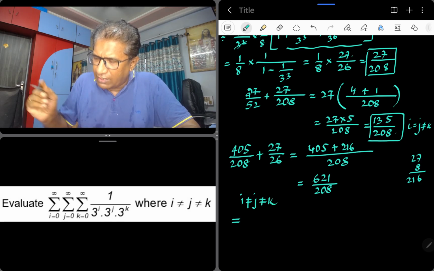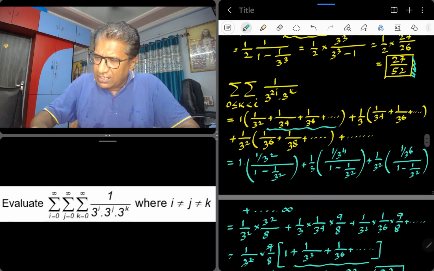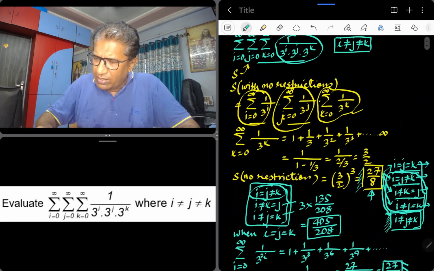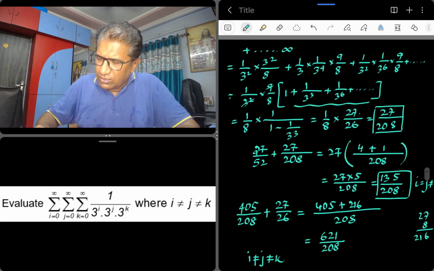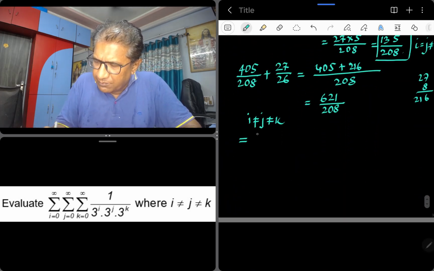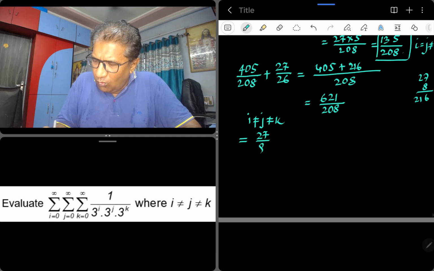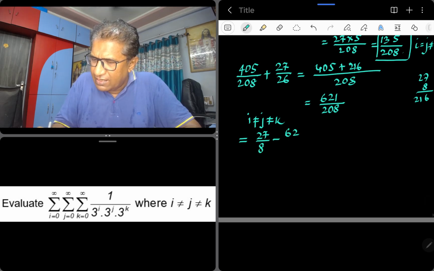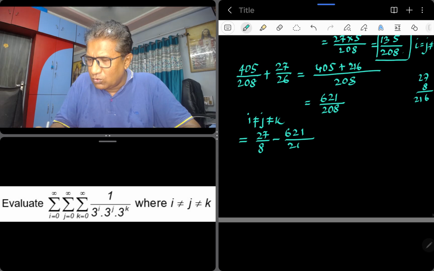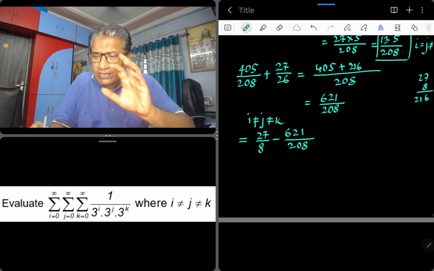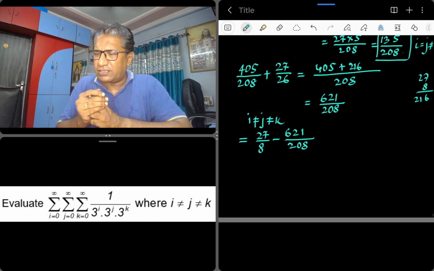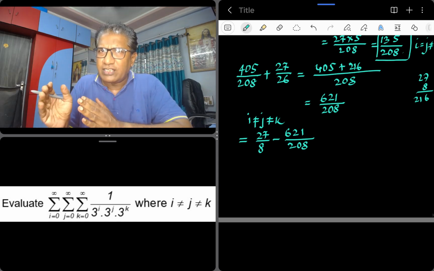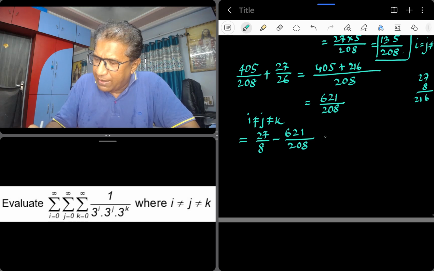Therefore, the sum of the numbers where I is not equal to j is not equal to k will be what? Can you please tell me? What was the total sum when there was no restriction? It was 27 over 8. So 27 over 8 minus 621 by 208. So this gives us the sum of those numbers in the given series where your I is not equal to j is not equal to k.